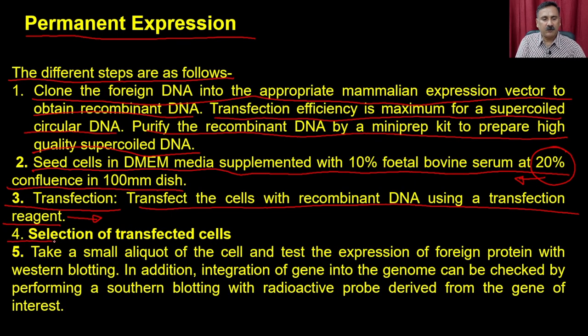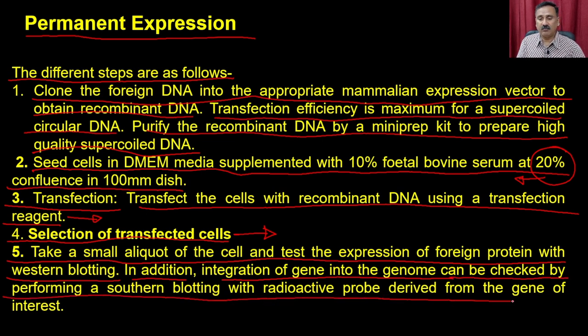Then in step four, you're going to do the selection of the transfected cells. You have multiple options for selecting the transfected cells. You can take a small aliquot of the cells and test the expression of the foreign protein with Western blotting. In addition, the integration of the gene into the genome can be checked by performing a Southern blotting with a radioactive probe derived from the gene of interest.